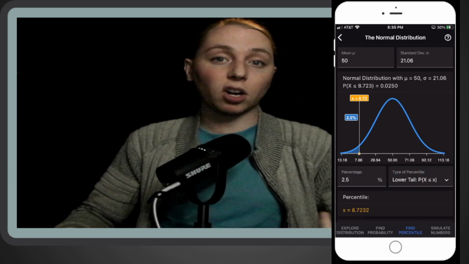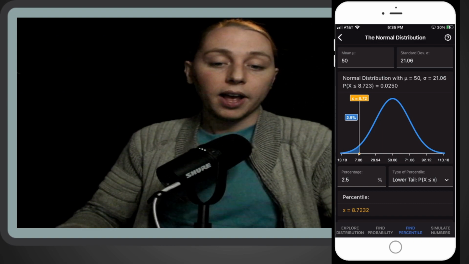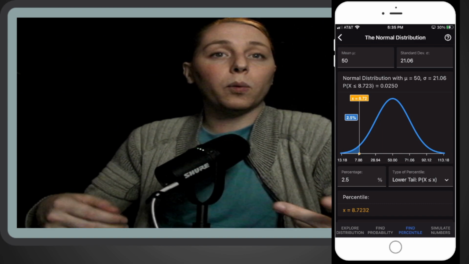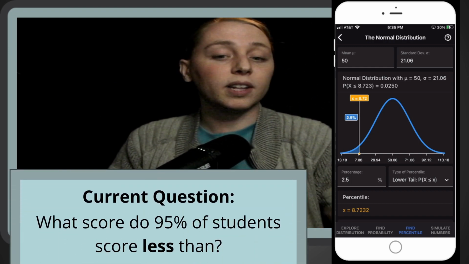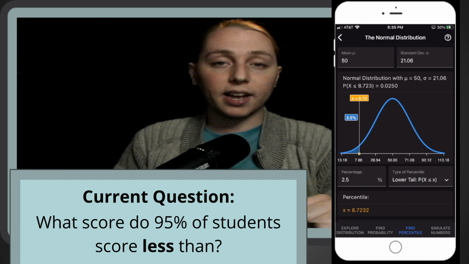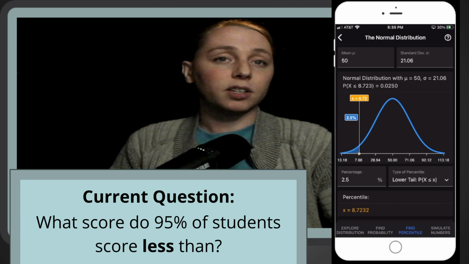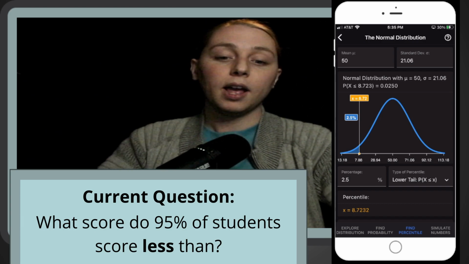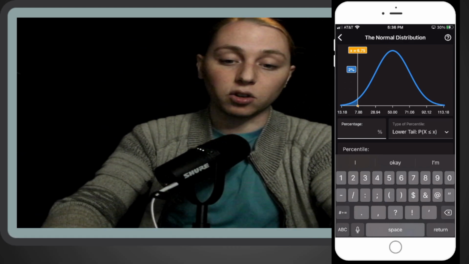With this in mind, we can start to answer some questions that we may have about the FCAT and what percentages and percentiles people fall into. So, let's say we'd like to know, what score do 95% of students score less than? When we're talking about scoring less than, we're going to be using a lower tailed test. So we put in the percentage of students that we want to know who scored less than the score, 95, and lower tail.